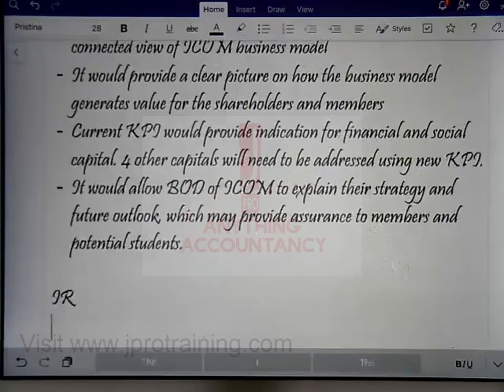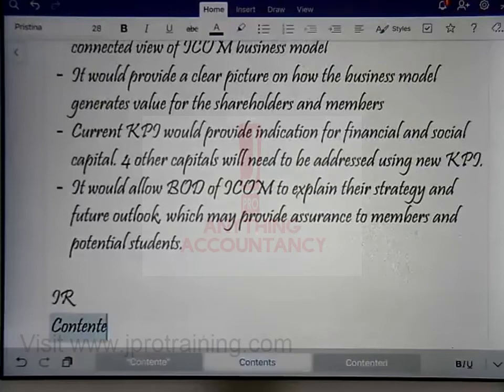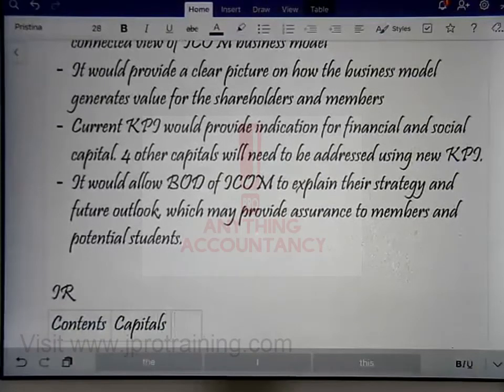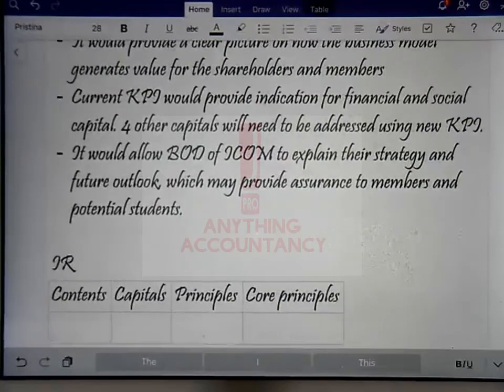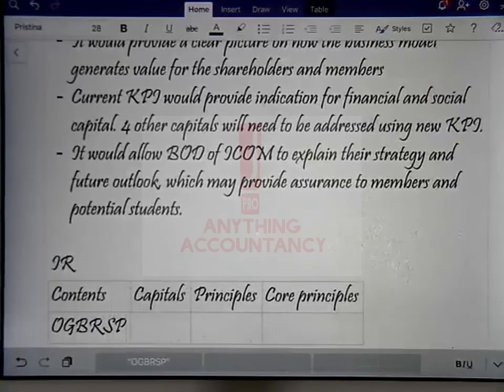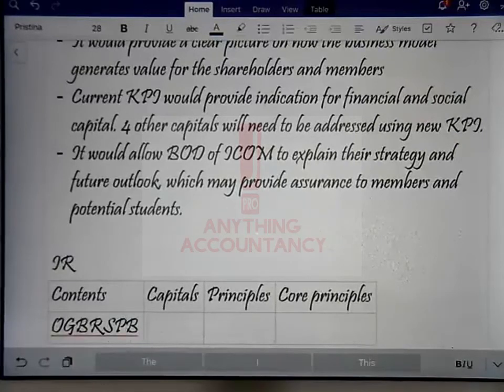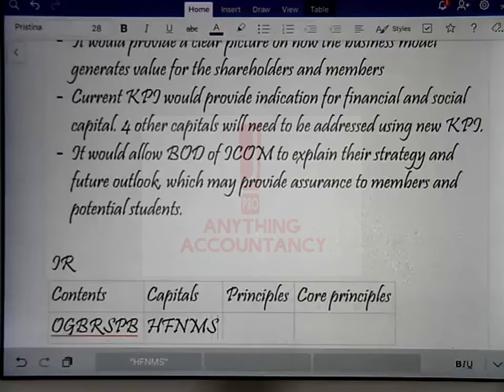You got IR. You got contents. Then you got the capitals. Then you got the principles. Then you got the core principles. Contents, you got organization, governance, risk, business model, strategy, performance, and also basis. Capitals, you got human, financial, natural, manufacturing, social, and the last one is intellectual.